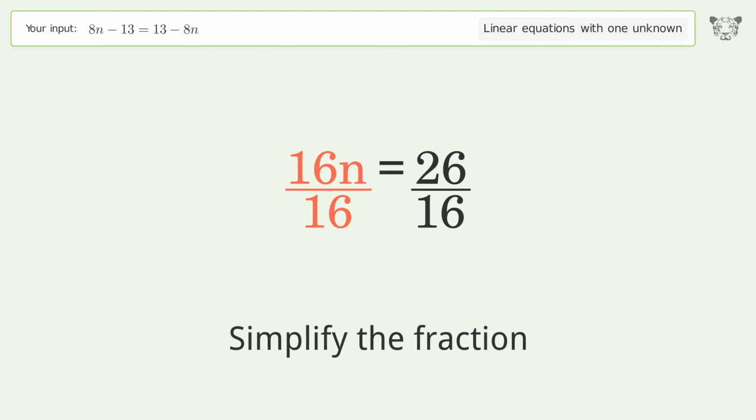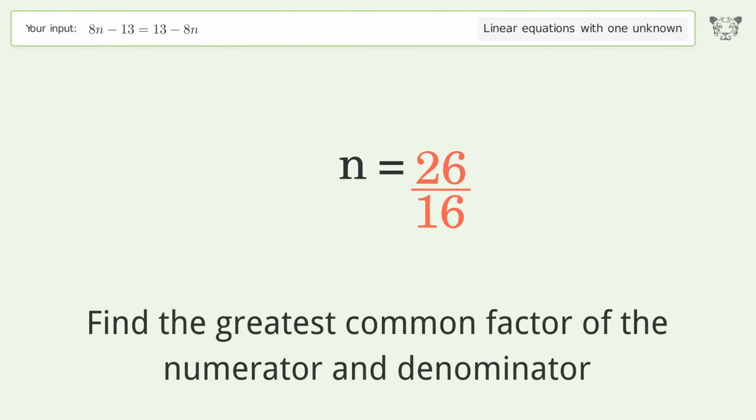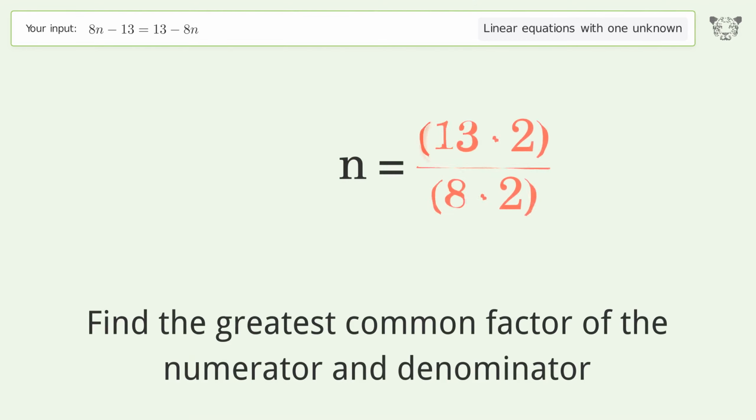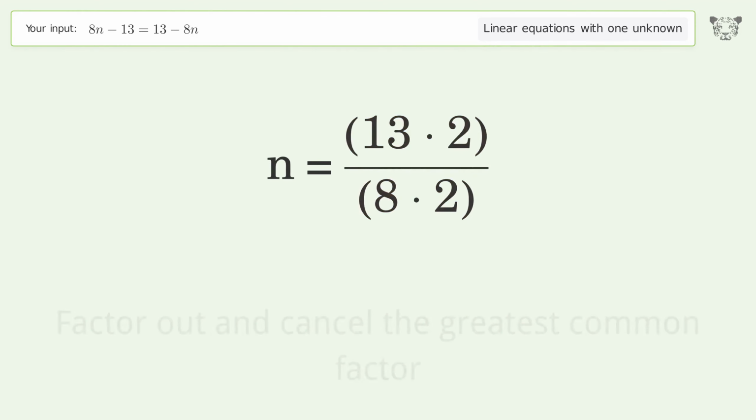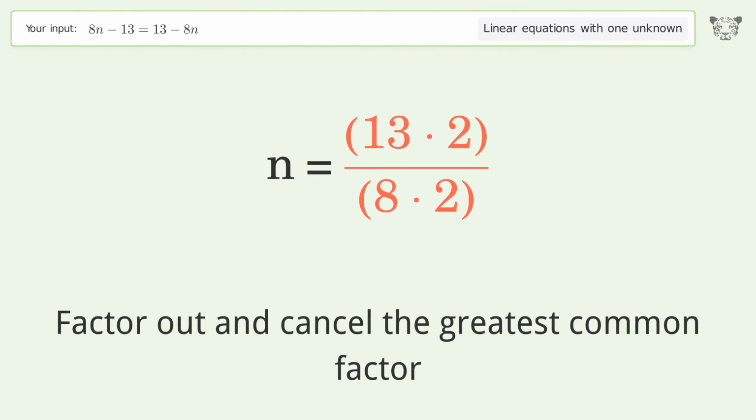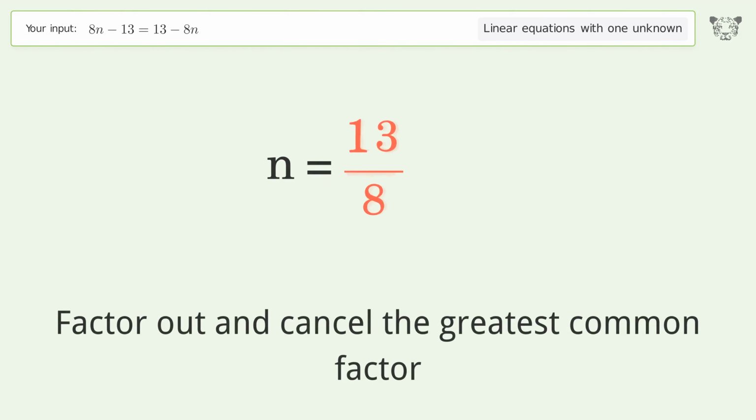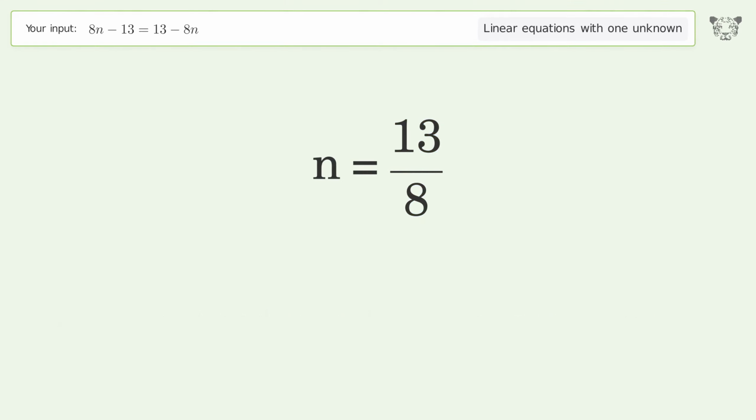Simplify the fraction. Find the greatest common factor of the numerator and denominator. Factor out and cancel the greatest common factor. And so the final result is n equals 13 over 8.